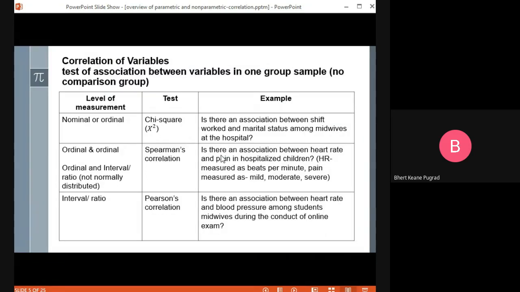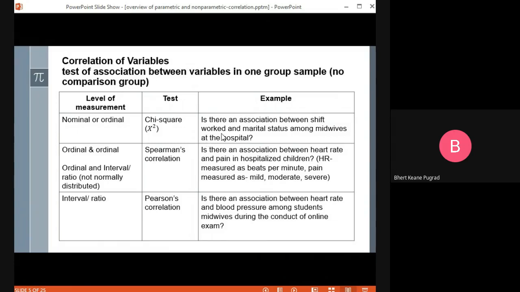Correlation of variables, or the test of association between variables in one group, which means there is no comparison. So if you're going to test the relationship of variables of one group or single group, and there's no comparison, these are the different tests that we are going to use, and that would depend again on their type of measurement.